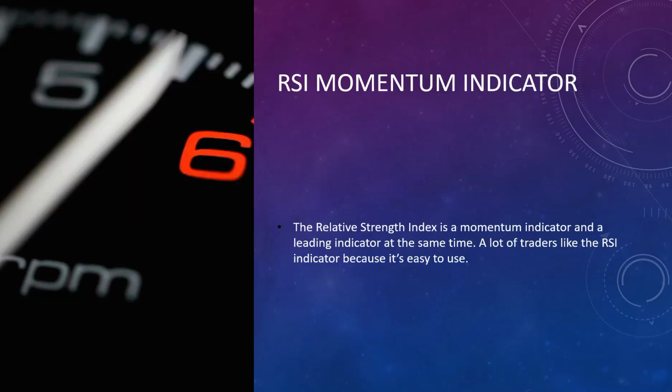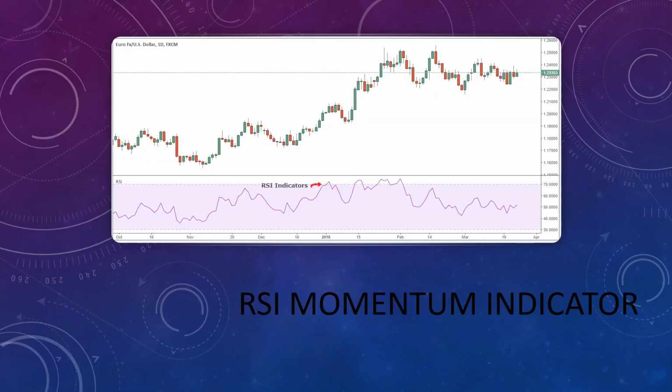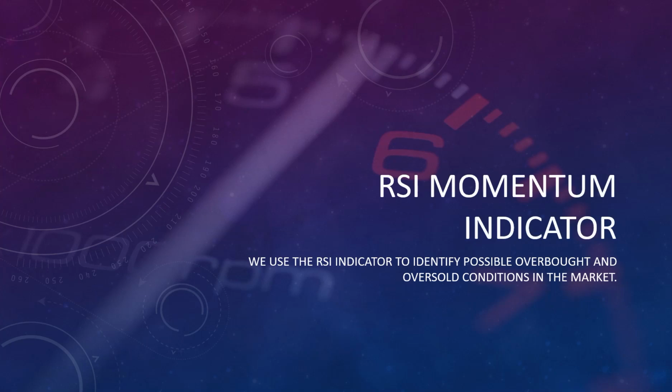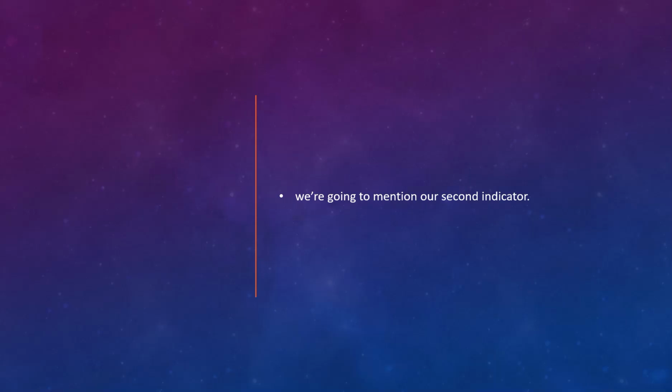The relative strength index is a momentum indicator and is a leading indicator at the same time. A lot of traders like the RSI indicator because it's easy to use. It drops on our chart below price and it fluctuates in what we call a bounded oscillator. It will always come out between 0 and 100. It then has ranges of 70 and 30 that in between are like an ignoring zone, and above and below give us overbought and oversold zones. We use RSI to indicate possible overbought and oversold market conditions.